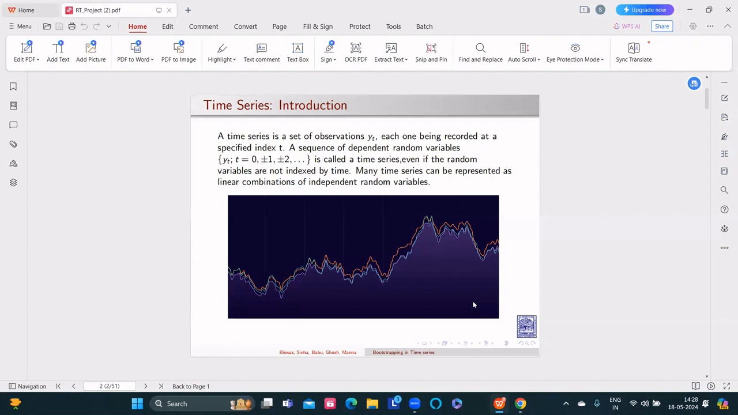For example, process data where the measurements are taken after every stage of production. These observations are dependent in the sense that every observation is dependent on all the previous observations, and in the process data, every observation after each stage is dependent on all the previous stages. So many time series can be represented as linear combinations of independent random variables. Some of the examples are the autoregressive models and the moving average models.